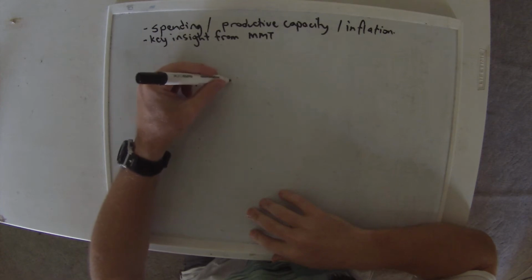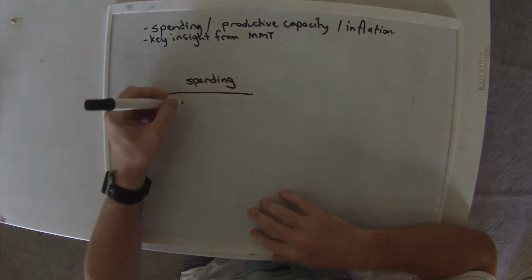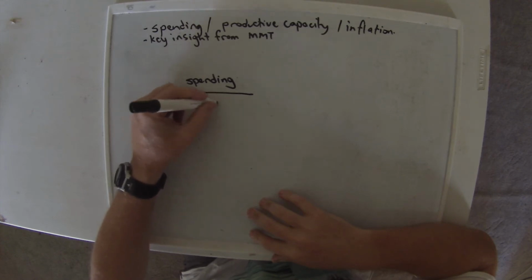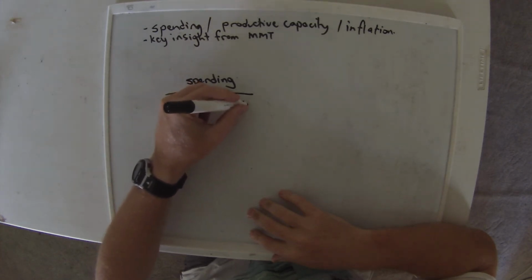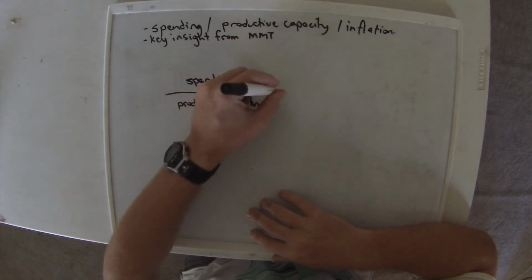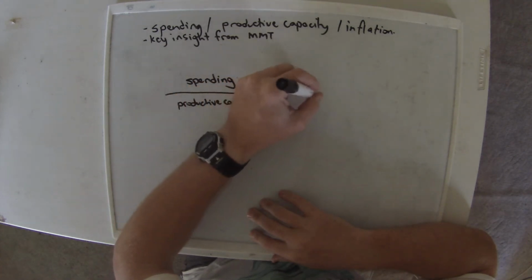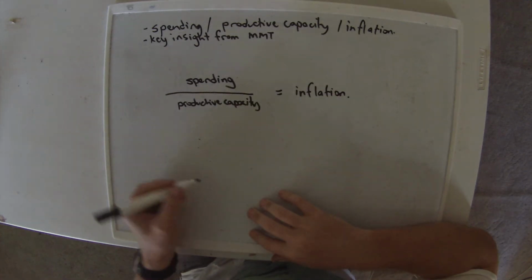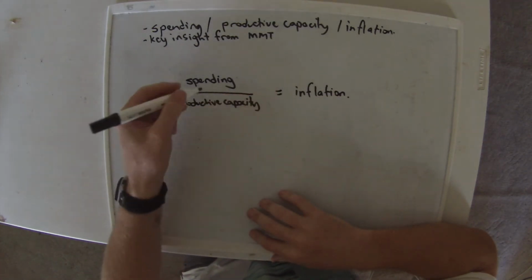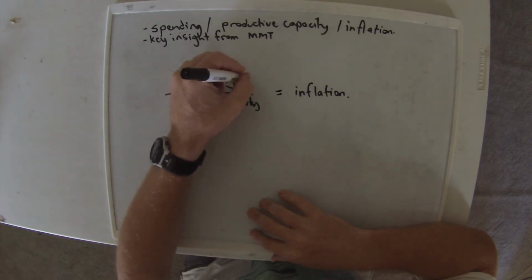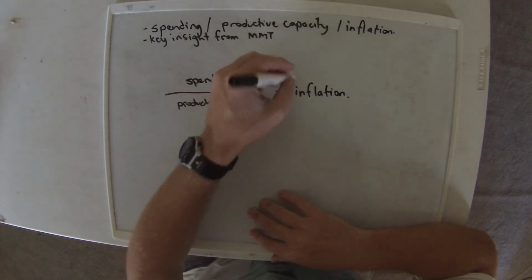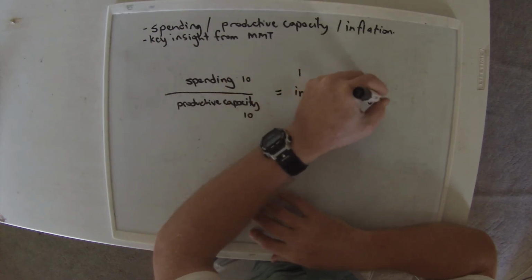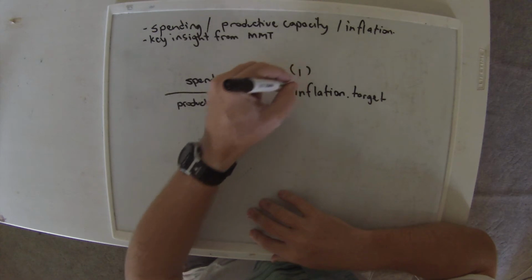We have to go back to school and think about fractions. Spending as a fraction over productive capacity equals inflation. Now, the way I do this is to start off with spending being 10 over productive capacity, and let's make our inflation target, our inflation target, 1. So that's what we're aiming at.